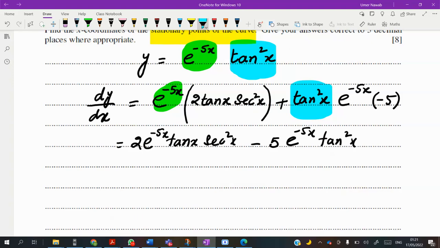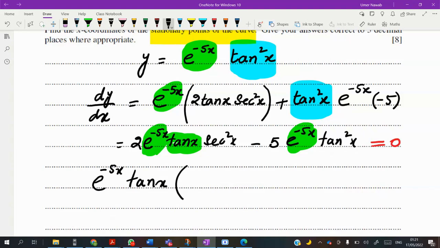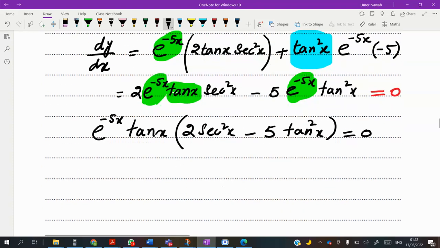After writing this expression, I know he's asking for stationary points, so I need to put the derivative equal to 0. But before that, is there anything common? The answer is yes. E raised to minus 5x, and one of the tan is also common. I can take it out. So e raised to minus 5x and tan of x will be taken out. So you get 2 secant square of x minus 5 tan square of x, equal to 0.